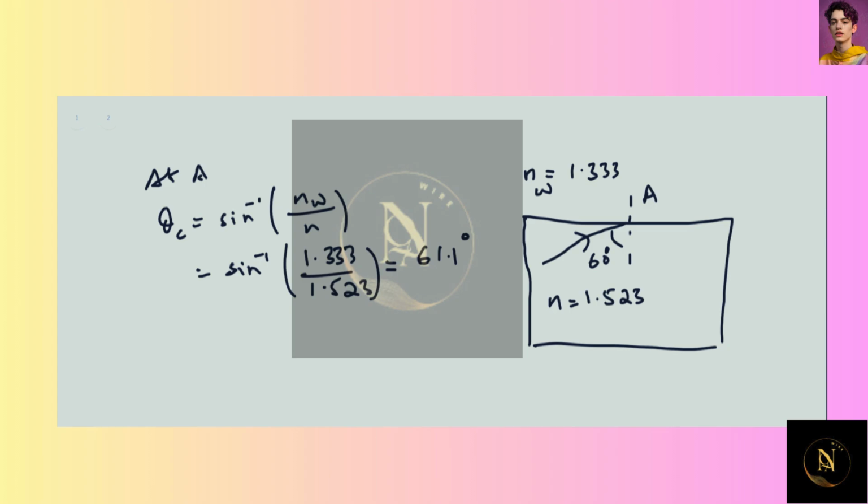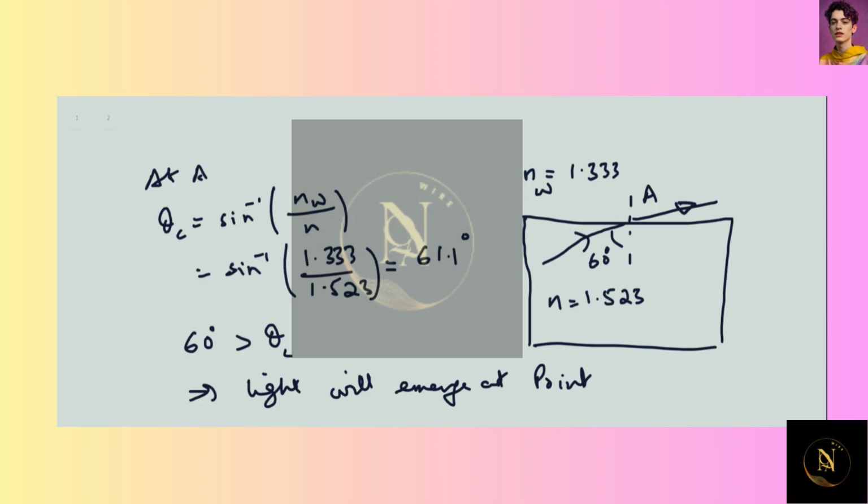of incidence is less than the critical angle, so we have 60 degrees is less than theta C, which is 61.6 degrees. What that means is that light will emerge at point A. So there will be no total internal reflection, and in fact light will come out of that block at point A.